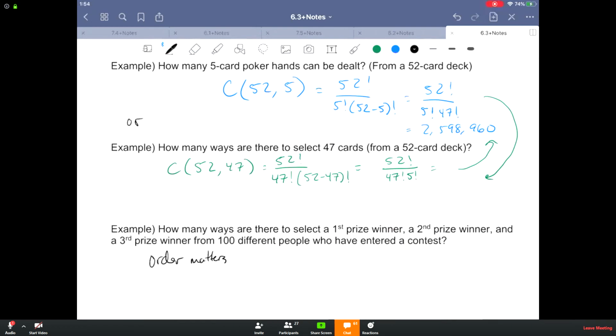Order doesn't matter in the earlier one; same thing with that one. But in this case, the order matters, right? So we need a permutation. We have 100 people to choose from, and we are picking 3 of them. So you get a permutation of 100, choose 3.